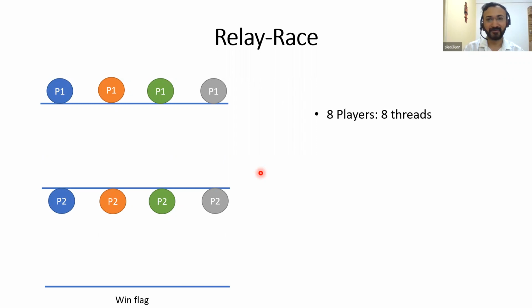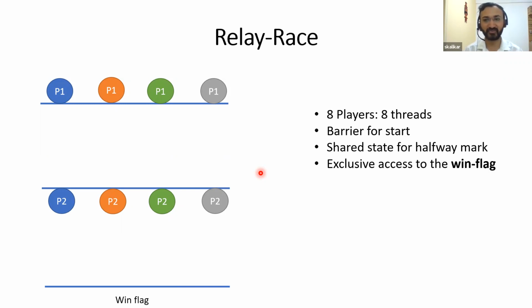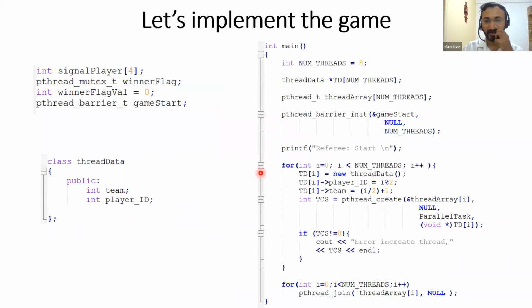Okay. So 8 players are 8 threads. Barrier for start. Then shared state for the halfway mark, meaning some mechanism to communicate between P1 and P2. And then you have exclusive access to the win flag. Correct. Now let's go through this code very thoroughly and take time to go through each line.